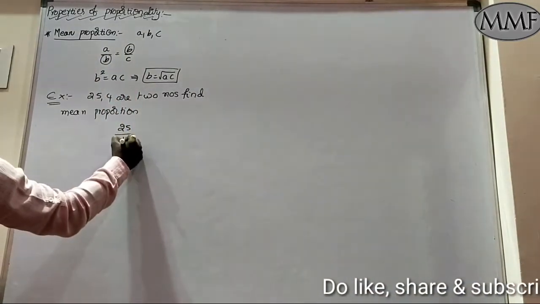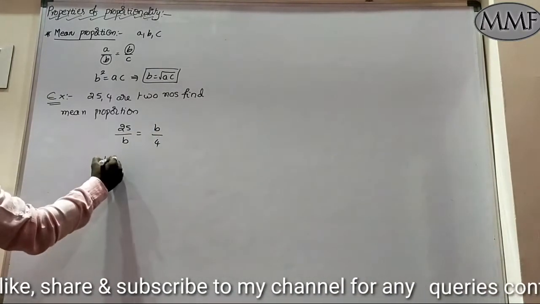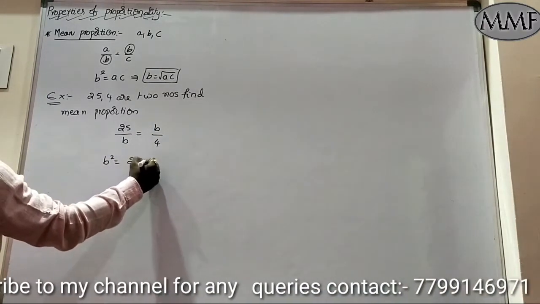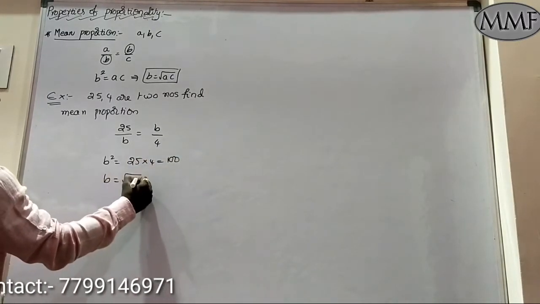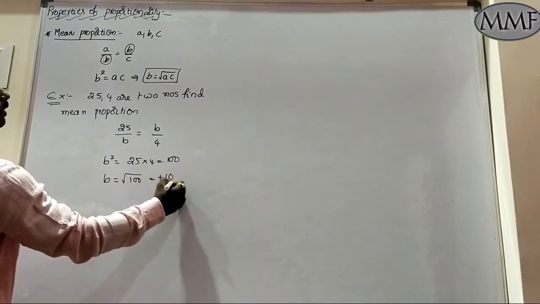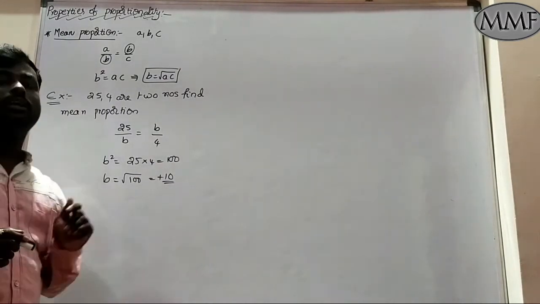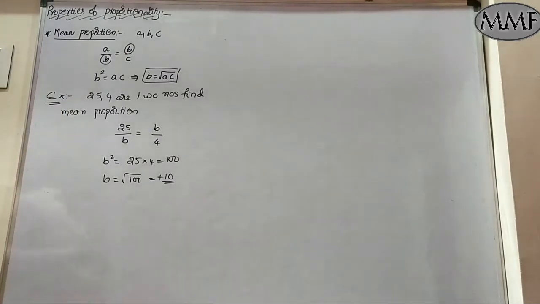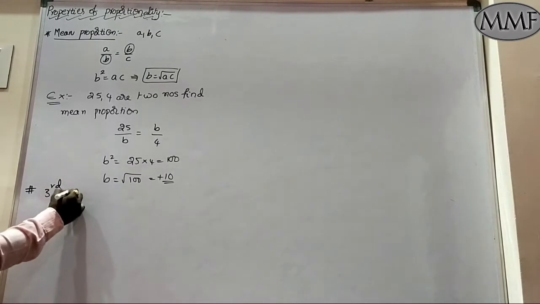So 25 by B is equal to B by 4. Then what will you get here? B square is equal to 25 into 4, which is 100. B is equal to root 100, you will get plus or minus 10, but we will consider only positive numbers. That is 10. So this is about mean proportion. Then next we will see third proportion.